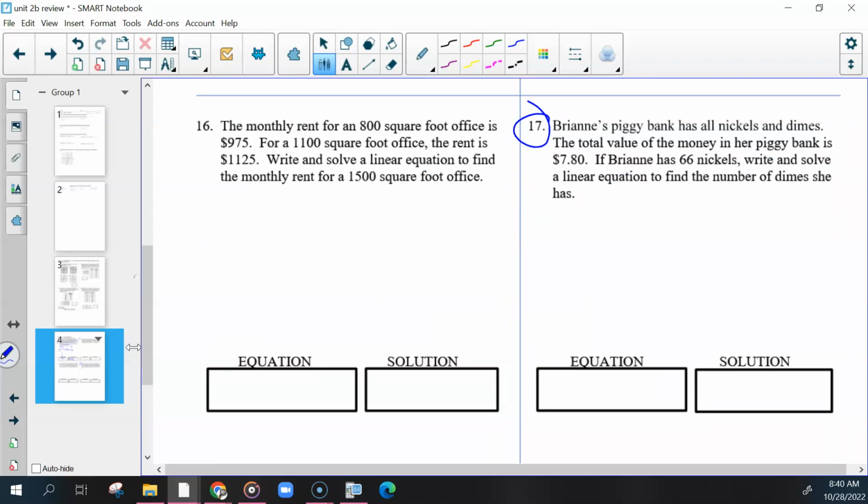For 17, you have to figure out what you're given. You don't see any per or one-time fees, so it can't be Y equals MX plus B. We see nickels and dimes. We are comparing two different things. Because we're comparing two different things, we have to use our AX plus BY equals C. And then your total is always C. A and B aren't given, but it's information you should know already, the worth of the nickels and the dimes.